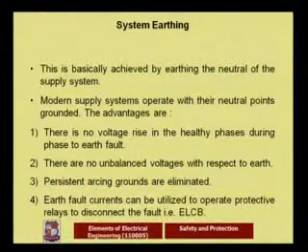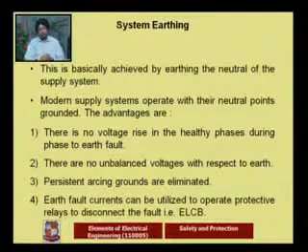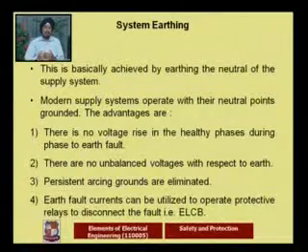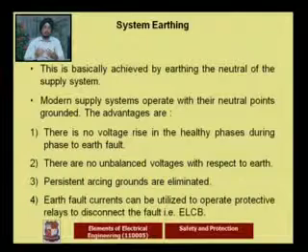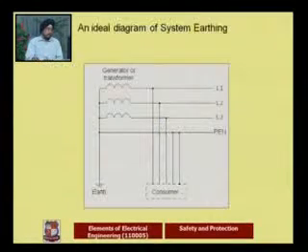Earth fault current can be utilized to operate protective relays, which are protective circuits known as the earth leakage circuit breaker. Again, after some time we are going to go into the ELCB also. So by having the neutral, whatever leakage currents are there are going to be provided to the ELCB, which is the earth leakage circuit breaker. So we can operate the ELCB if we have the system earthing or grounding with respect to the neutral side.